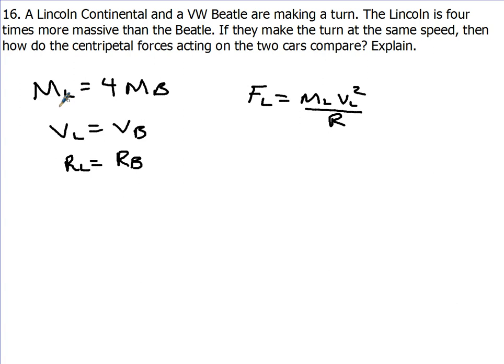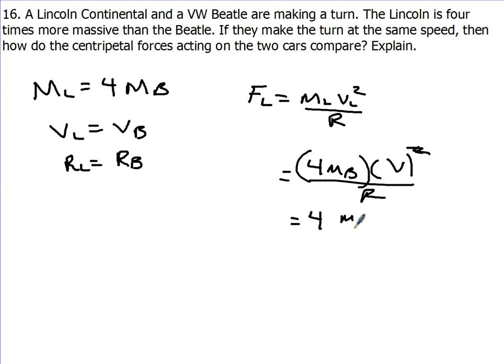Let's do it this way. Mass of the Lincoln is 4 times the mass of the Beetle, times the velocity squared divided by the radius, because the velocities and the radii are the same. So we see this is going to be 4 times the mass of the Beetle, v squared over r, or 4 times the force on the Beetle. So there's 4 times the force on the Lincoln as there is on the Beetle.